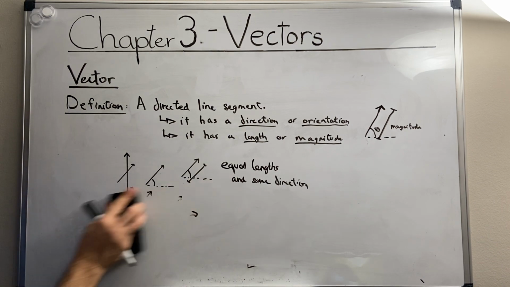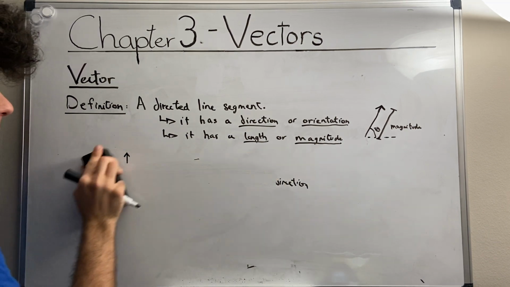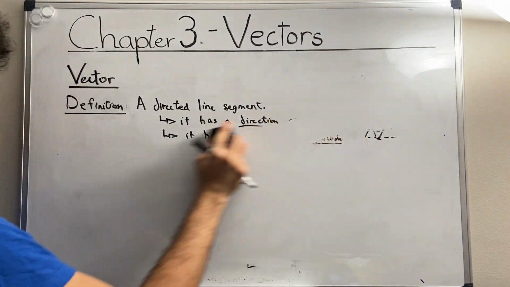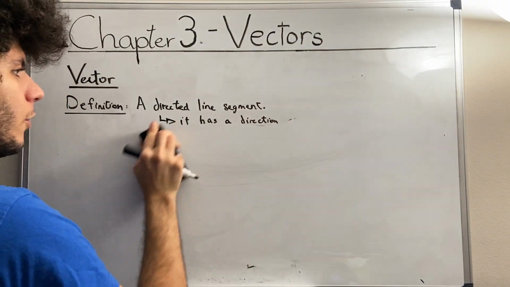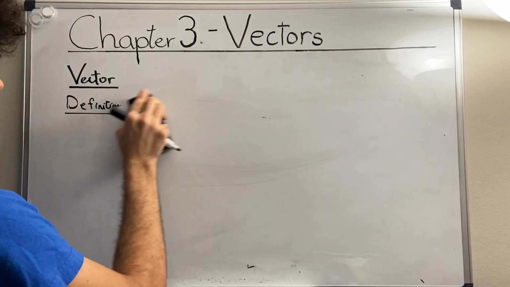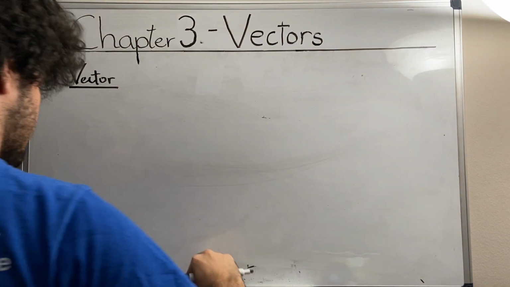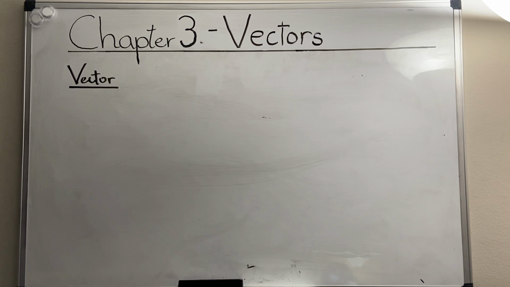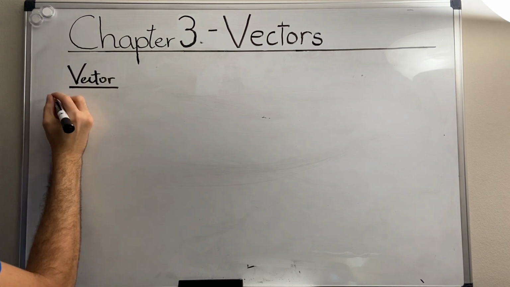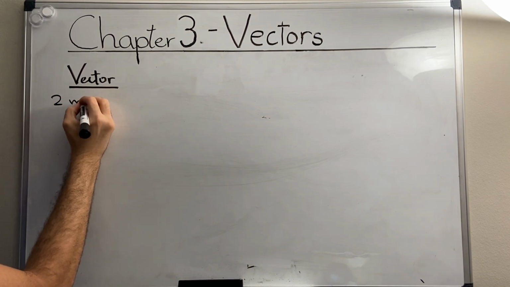Now we're going to go into how to represent a vector, how to write the coordinates. And this is going to start being a lot more relevant to us in the physics world. So there are two ways to represent a vector.